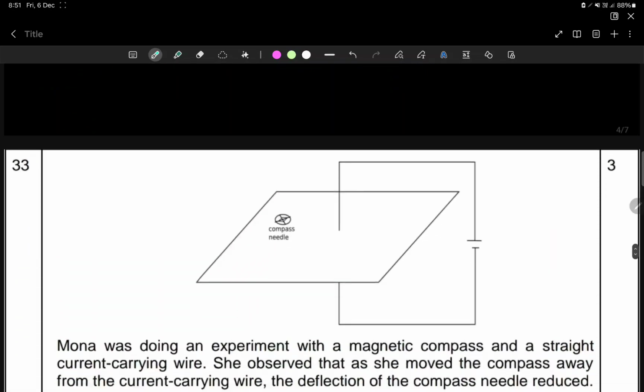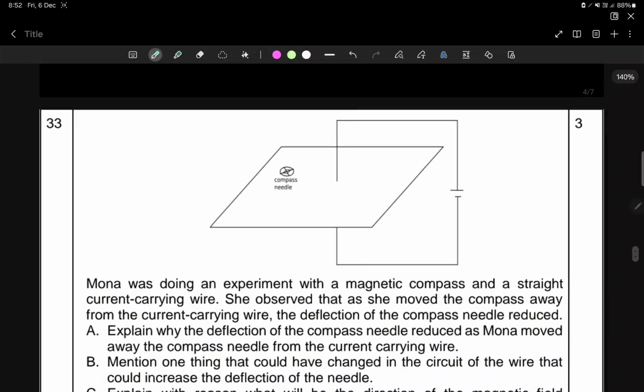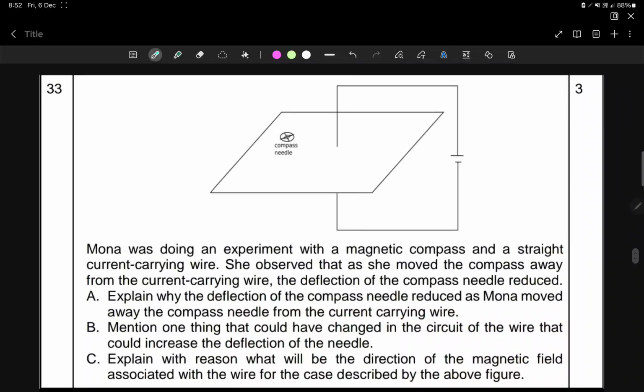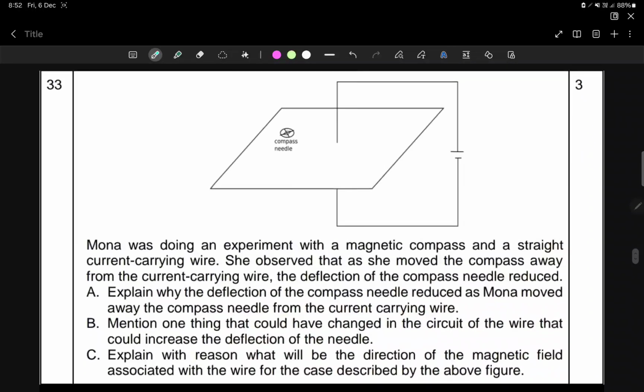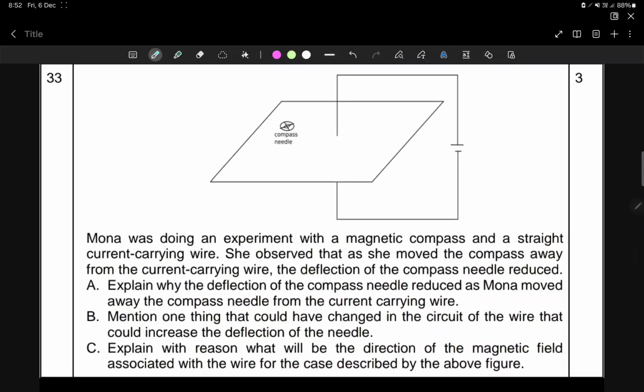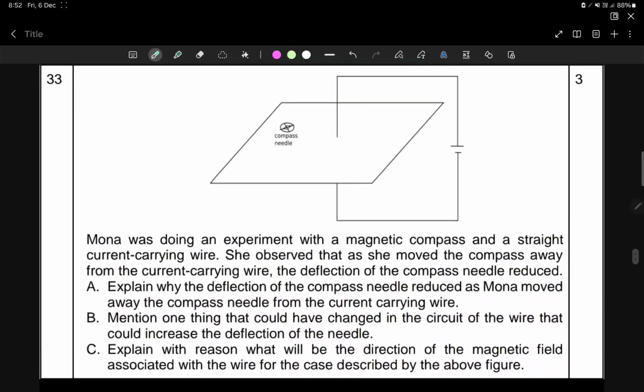Next come to question number 33. Yes, it is a very good question. Now see, it is given Mona was doing an experiment with a magnetic compass and a straight current carrying wire. She observed that as she moved the compass away from the current carrying wire, the deflection of the compass needle reduced. Explain why the deflection of compass needle reduced as Mona moved the compass away from the current carrying wire. So for bit A, what you have to write?